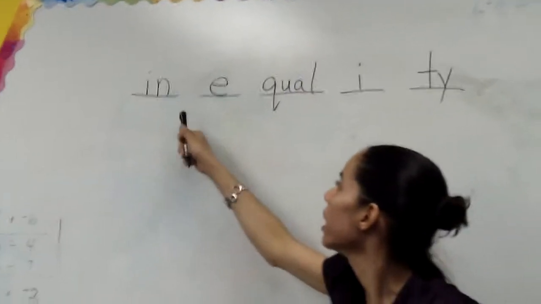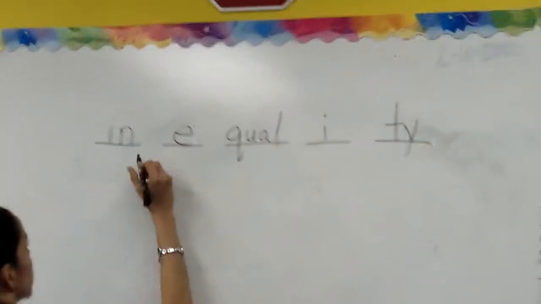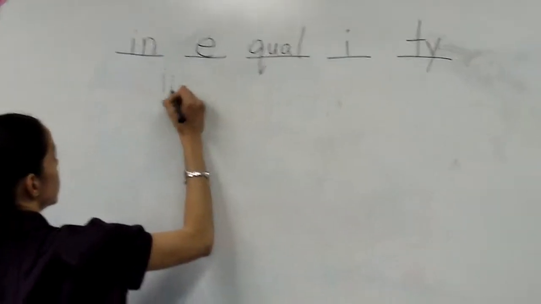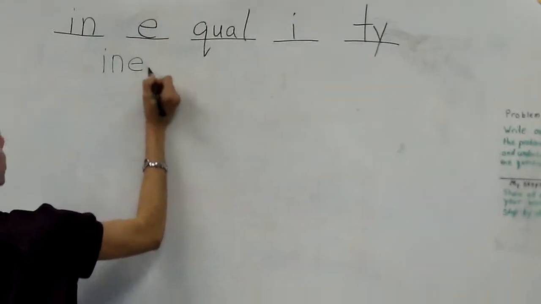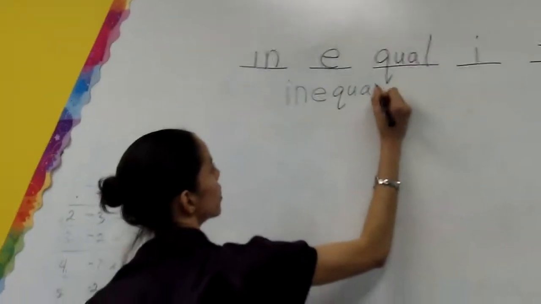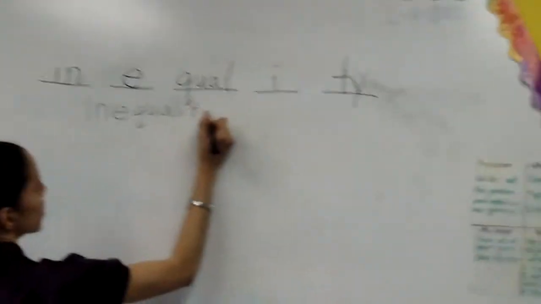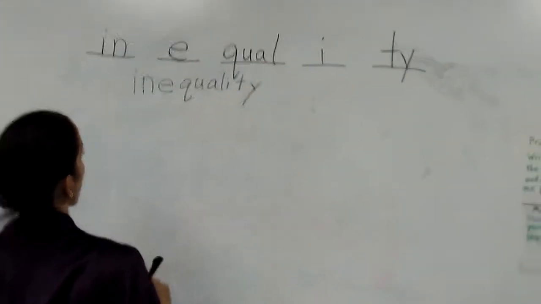All right. So, inequality. Now, how do I spell it, leaders? I-N. The next letter? N. E. Q. U. A. L. I. T. Y. All right.